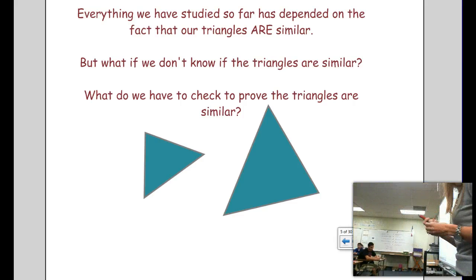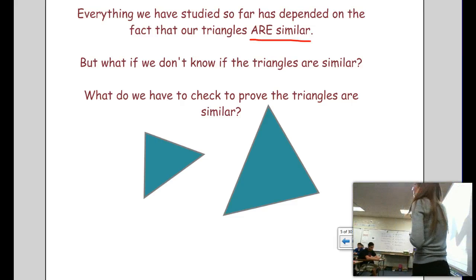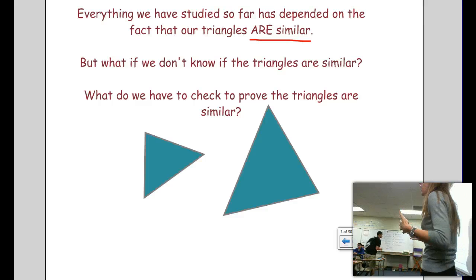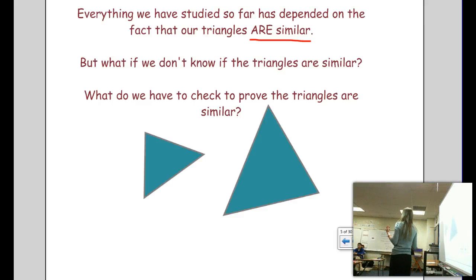All right. Everything we've studied so far, everything we've done, has depended on the fact that the triangles are similar. If the triangles aren't similar, everything we've done means nothing. You can't set up a proportion. You can't find a scale factor. You can't do any of that if your triangles are not similar. So today, what we're going to do is learn how to decide, wait a minute, are those triangles actually similar or are they not similar?